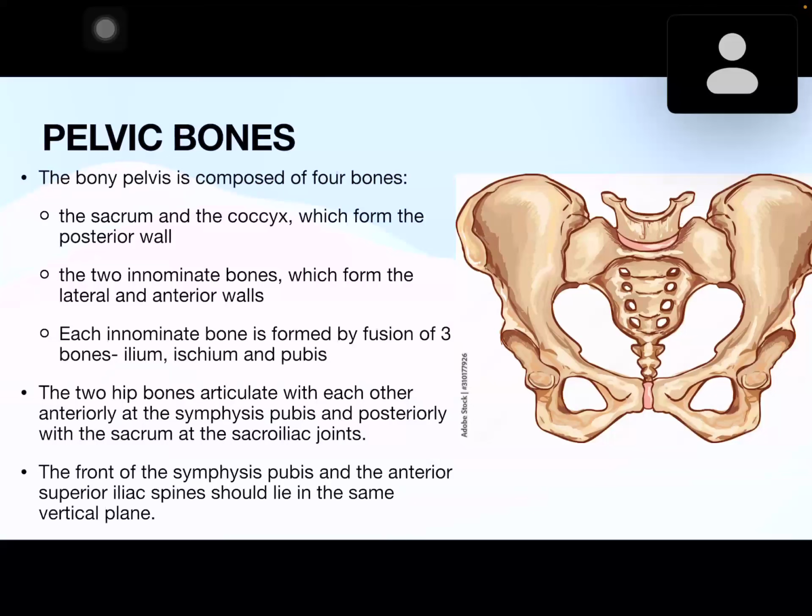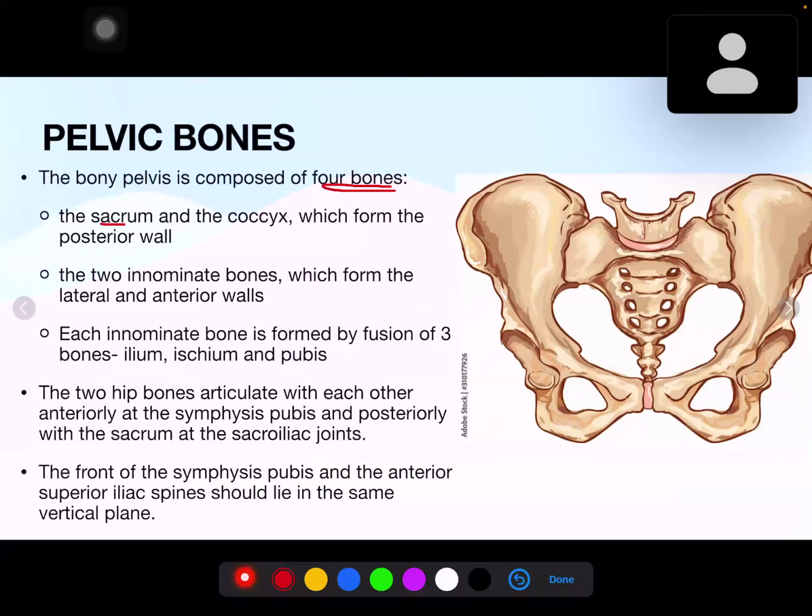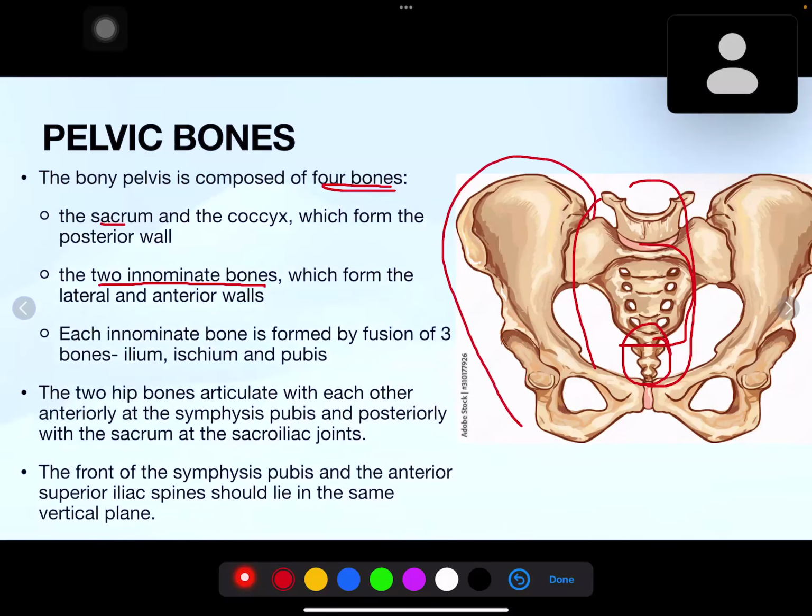The bony pelvis is composed of 4 bones. One is the sacrum, and the second is the coccyx. These form the posterior wall of the pelvis. Then there are 2 innominate bones, which can be called the hip bones, which form the lateral and anterior walls. Each innominate bone or hip bone is formed by fusion of 3 bones: the ilium, the ischium, and the pubis.